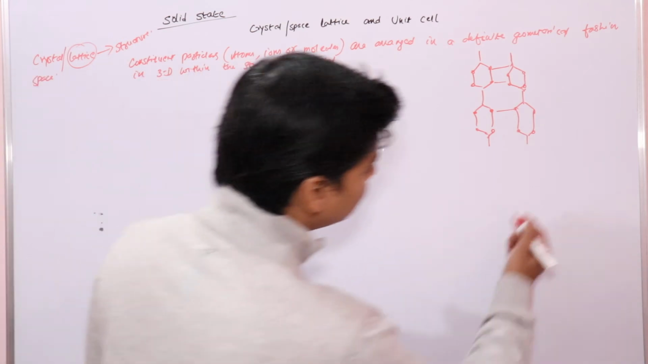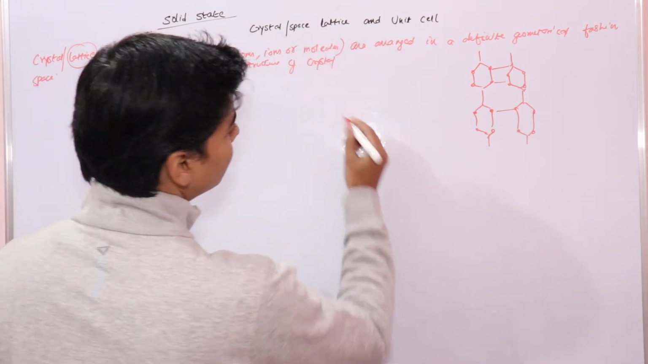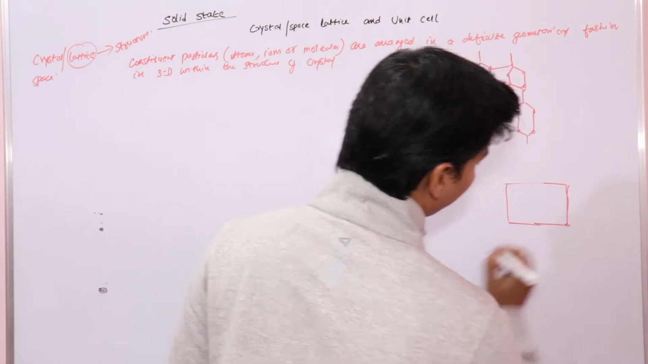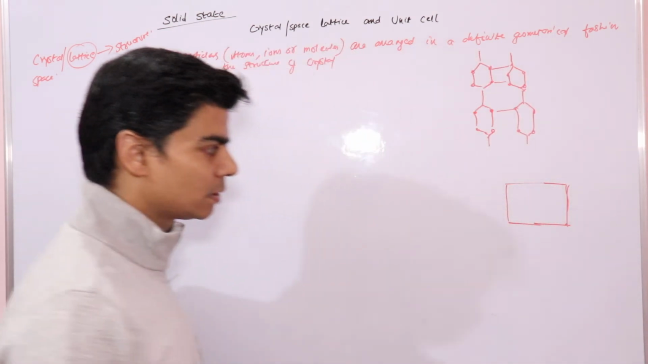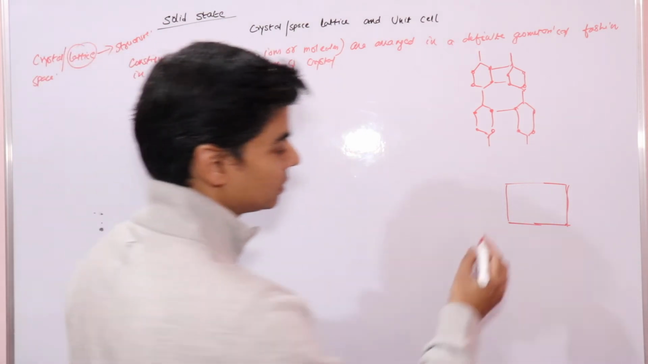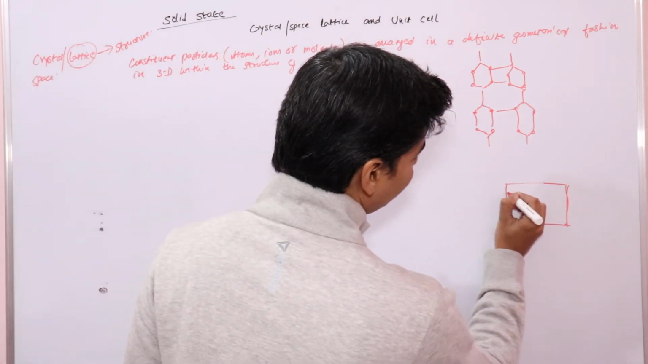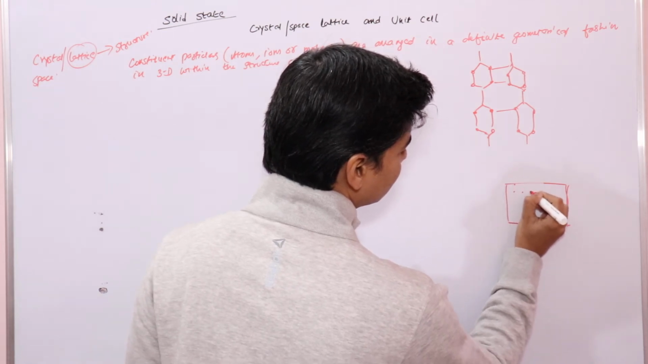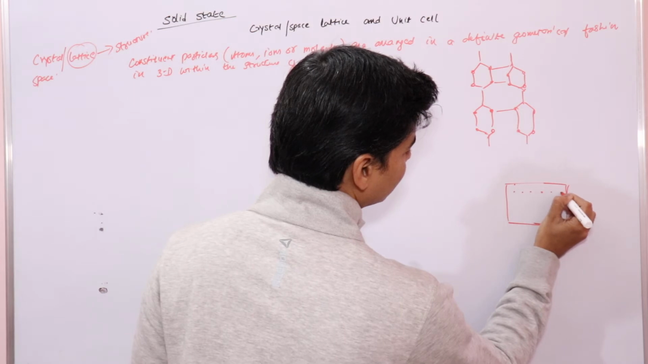Now if we talk about 2 dimensions, this is like the plane of paper. Suppose I have a wall; a wall is in 2 dimensions. We know that this is how bricks are arranged in walls.